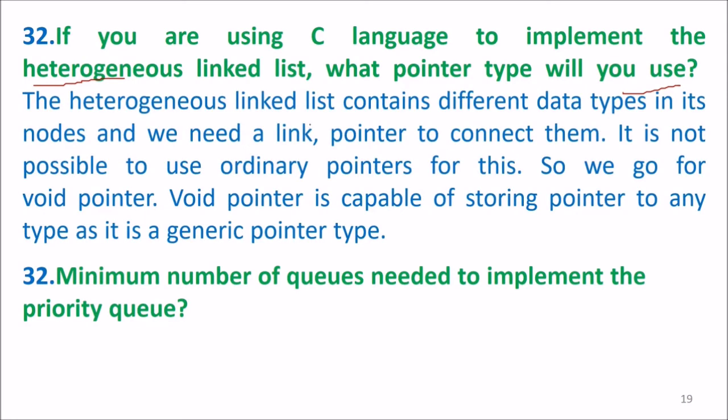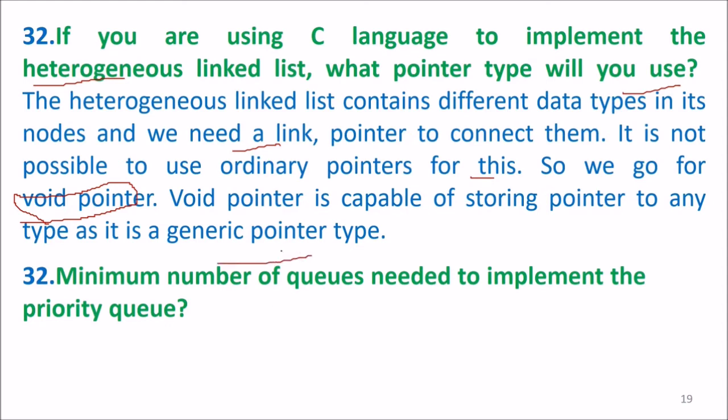So the heterogeneous linked list contains different types in its nodes, and we need a link pointer to connect them. It is not possible to use ordinary pointers for this, so we go for the void pointer. The void pointer is capable of storing a pointer to any type, as it is a generic pointer type. Any type it can take.